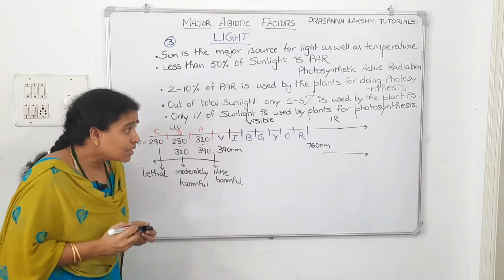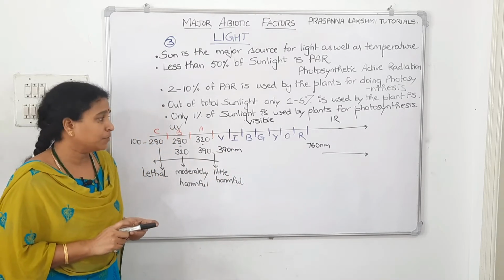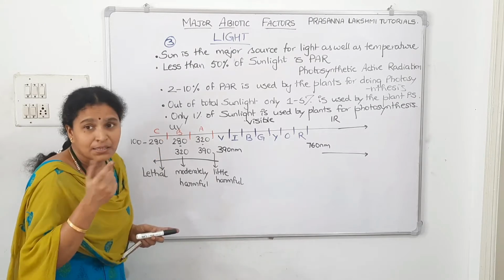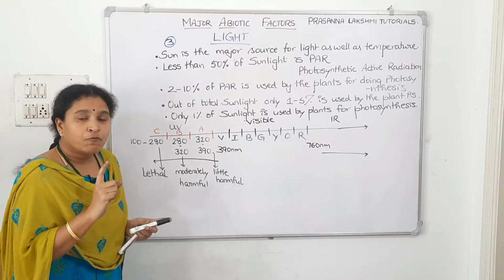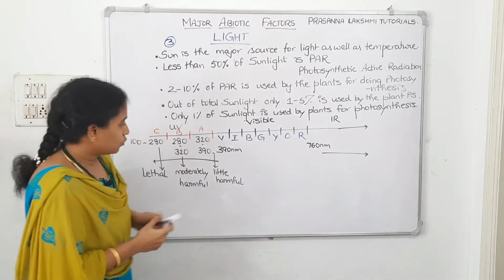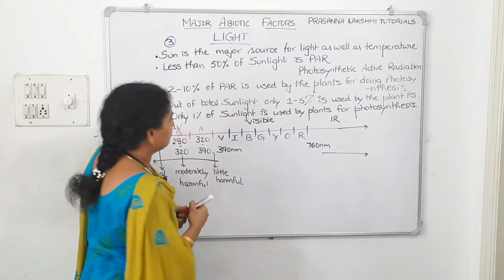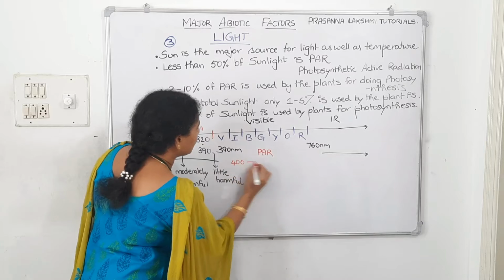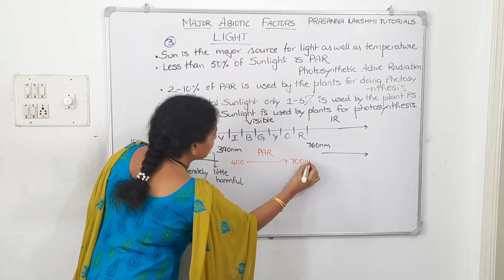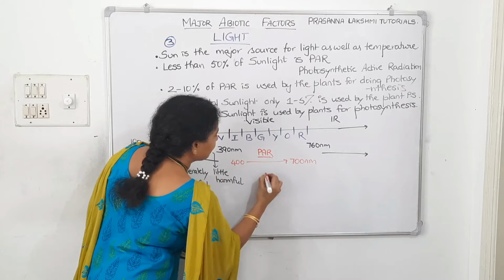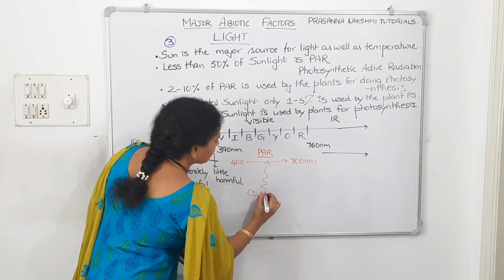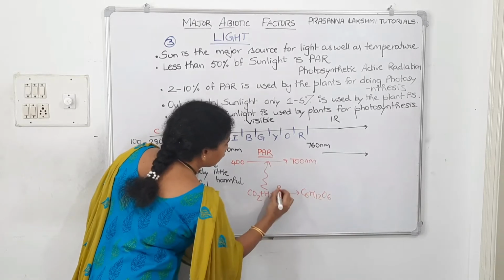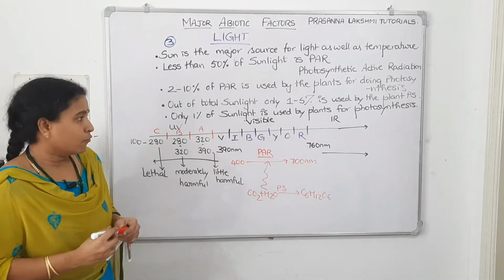Now, violet to red ranges from 390 to 760, but how much is PAR? Completely from violet to red, it is not PAR. The PAR is from 400 to 700. Photosynthetic active radiation ranges from 400 to 700, which can be taken by the plants to convert carbon dioxide and water into carbohydrate, which is nothing but photosynthesis.